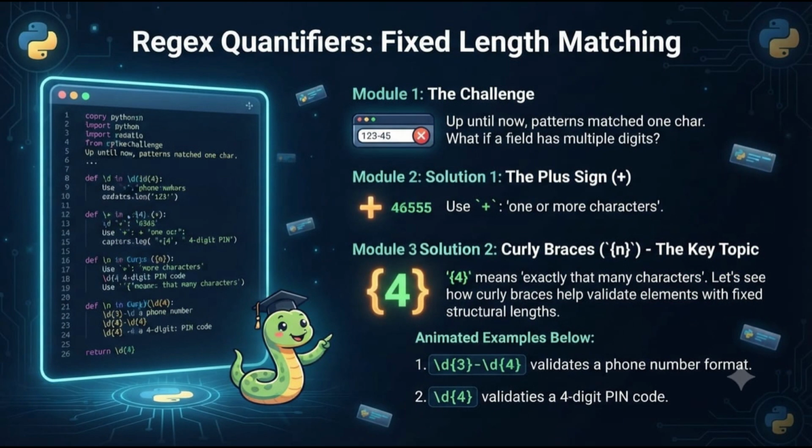Up until now, our patterns only matched one single character at a time. What if a field contains multiple digits, like a phone number or a long PIN code? We use quantifiers. The plus sign means one or more characters. Curly braces with a number inside, like 4, mean exactly that many characters. Let's see how curly braces help us validate elements with fixed structural lengths.